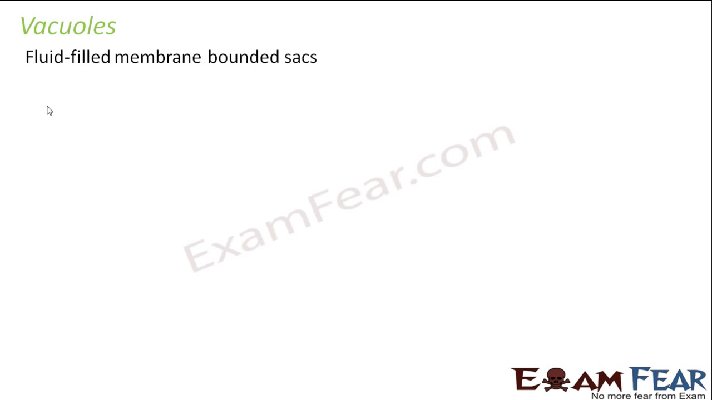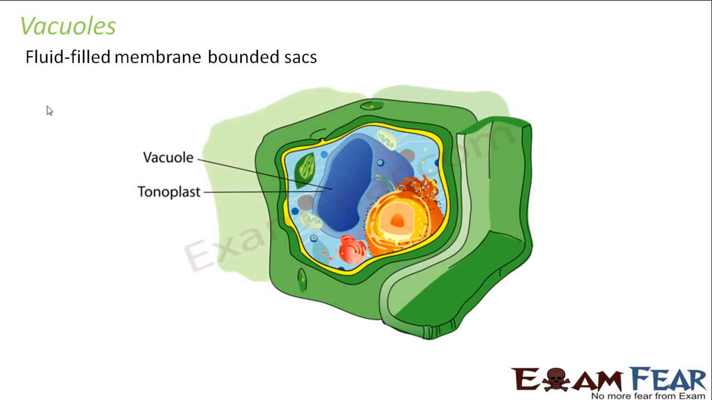Let us now talk about the last organelle of this lesson, that is vacuoles. So what are vacuoles? Vacuoles are fluid-filled membrane-bounded sacs. Again, these are like vessels which are filled with some fluid and surrounded by a membrane. So this is how a vacuole looks like in a plant cell. So you can see a big structure, right? Quite big structure which is surrounded by a membrane, and this is filled with a fluid.